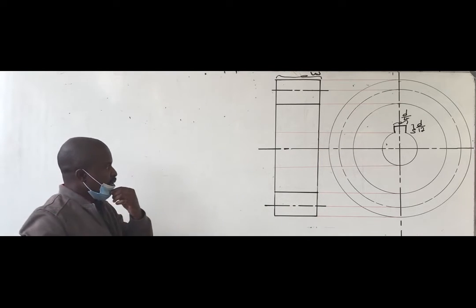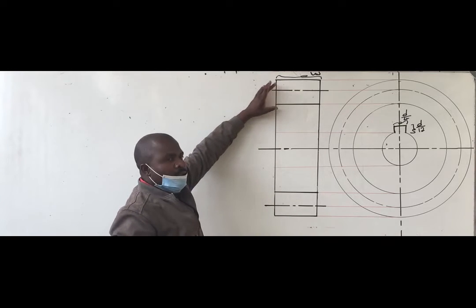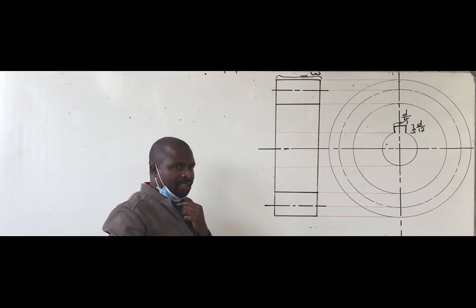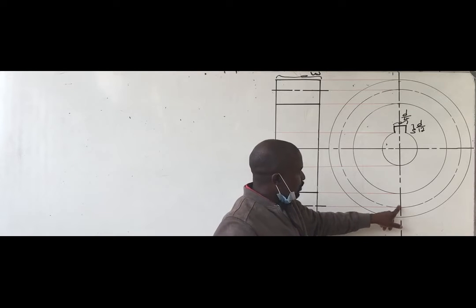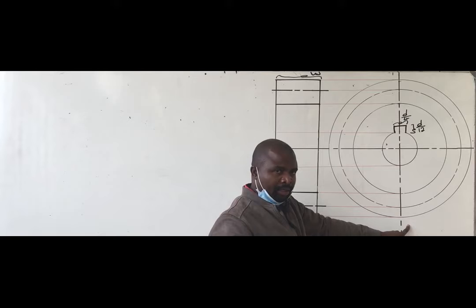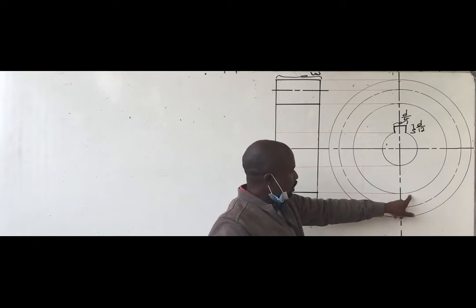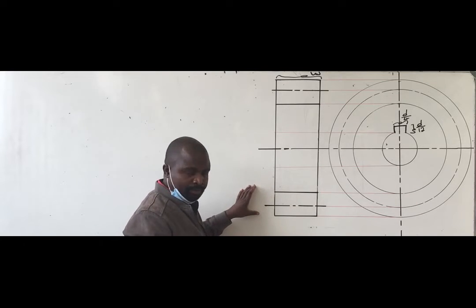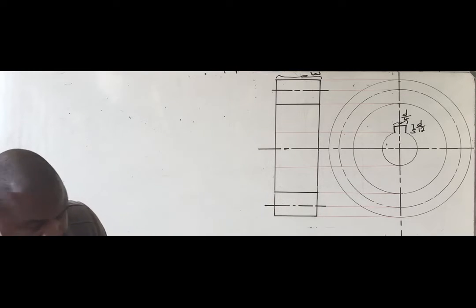1, 2, 3, they will always stay like that. Meaning your root diameter, PCD, outside diameter, they will always stay like this on this other side. So your hole, I forgot to project this one.